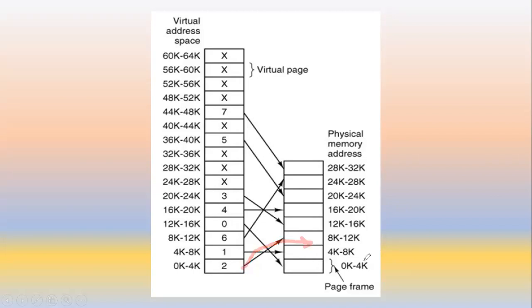So the number of page frames here are 1, 2, 3, 4, 5, 6, 7, 8, which is half of the virtual pages that we have. And for that reason, at any given time, the physical memory address on the page frames will refer to half of the process, that is, half of the virtual pages, and then later be able to accommodate the other half of the virtual pages.